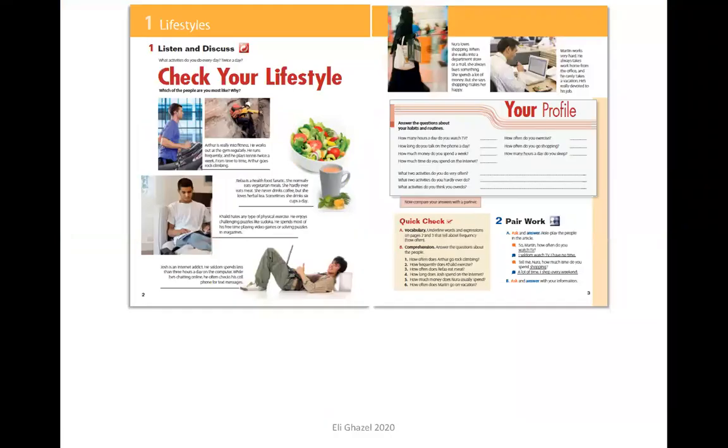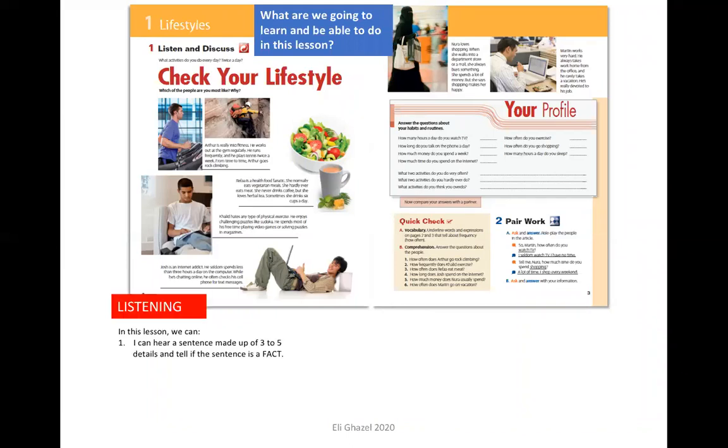So this is Super Goal 5. These are the first 2 pages. The most important question that we always want to ask is, what are we going to learn and be able to do in this 45-minute period? So the first one is listening. In this lesson, the students, that is the we, can hear a sentence made up of 3 to 5 details and tell if the sentence is a fact.